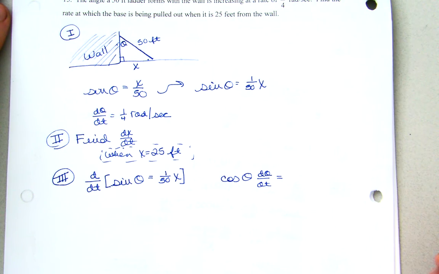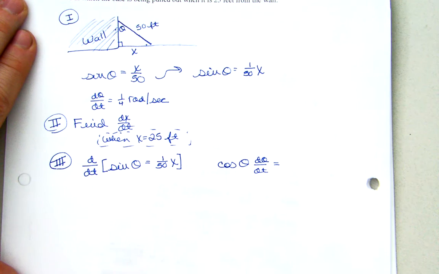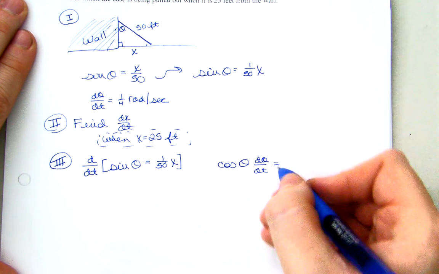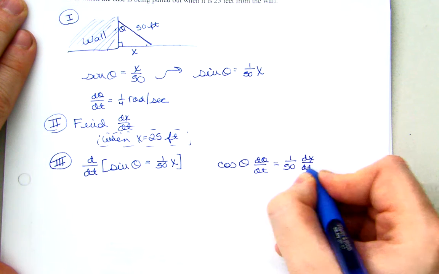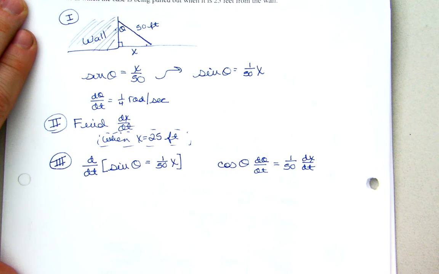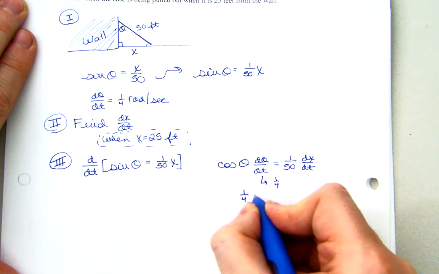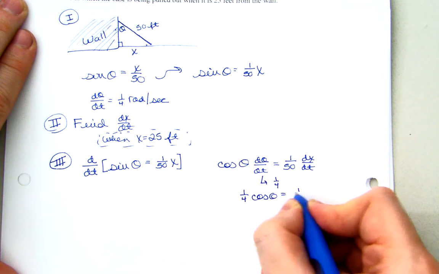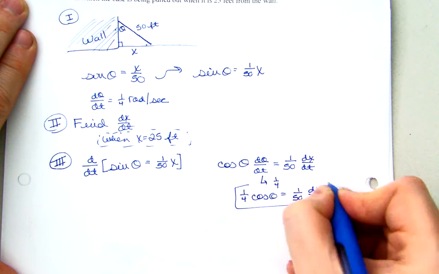Here's where I think this gets kind of nice, but we still have to be a little careful. What's the derivative of 1/50th x? 1/50 dx dt. Which is nice, which means I don't even need to plug in an x anywhere. I just have my theta. I don't even really care about that. I have my cosine theta, which I'll deal with in a moment. I'm going to fill in my d theta dt just because I can. And I'm going to say 1/4 cosine theta equals 1/50th dx dt. That's my formula I'm working with.